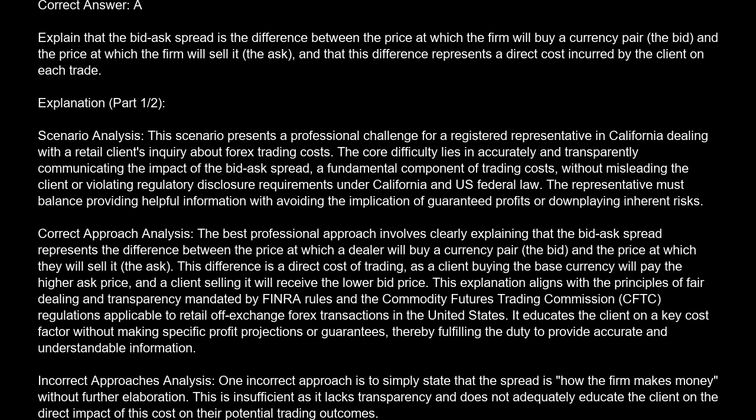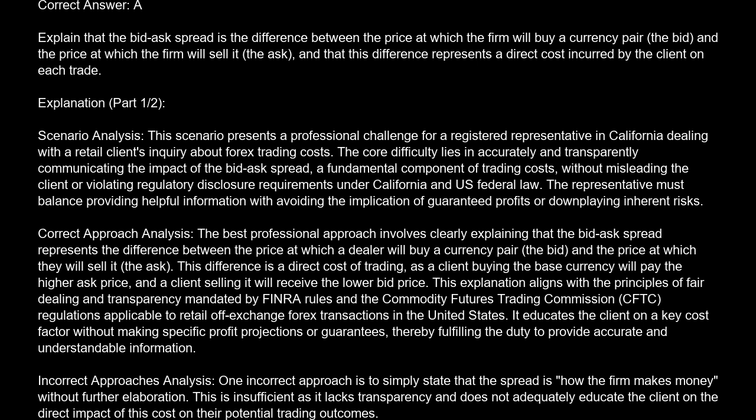Explain that the bid-ask spread is the difference between the price at which the firm will buy a currency pair, the bid, and the price at which the firm will sell it, the ask, and that this difference represents a direct cost incurred by the client on each trade. Explanation. Scenario analysis. This scenario presents a professional challenge for a registered representative in California dealing with a retail client's inquiry about Forex trading costs.